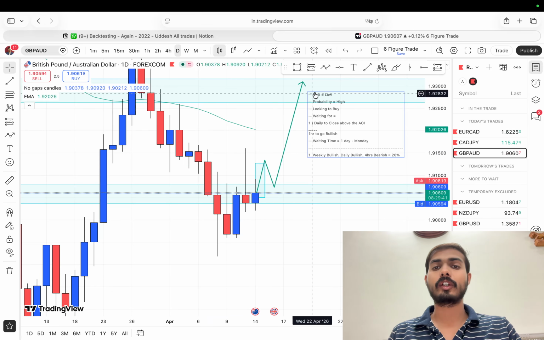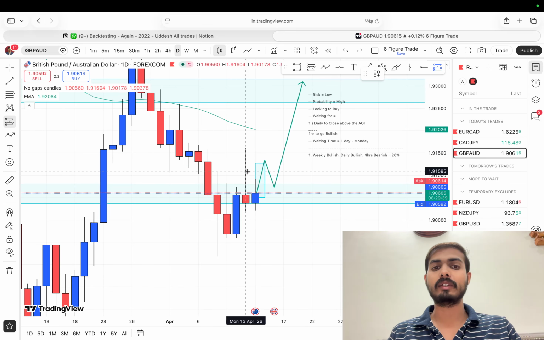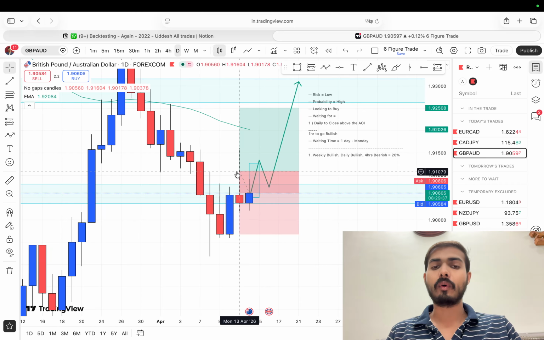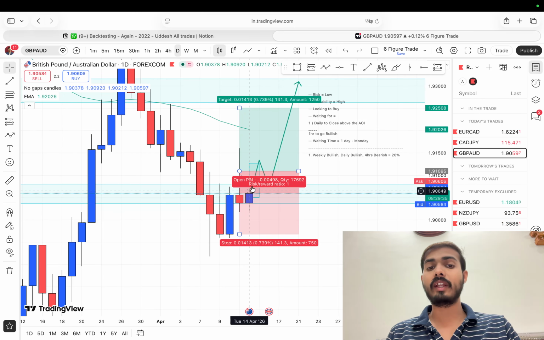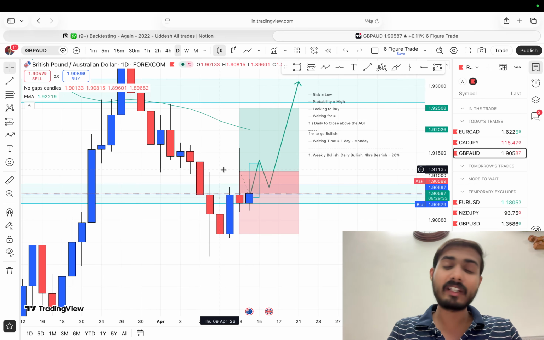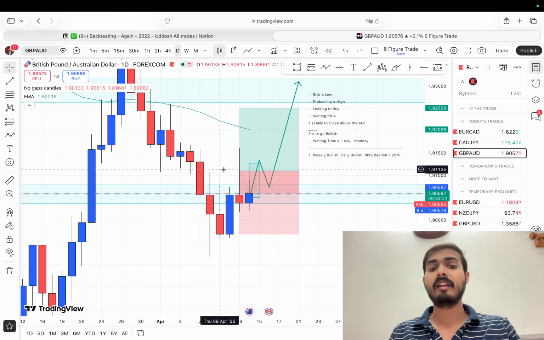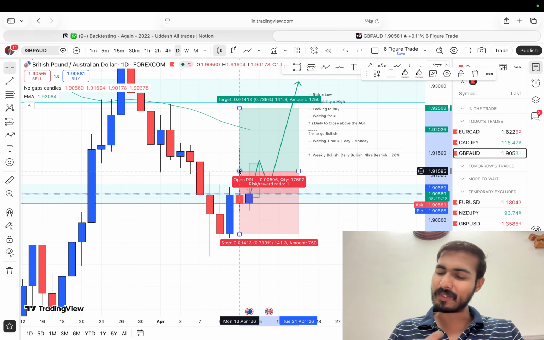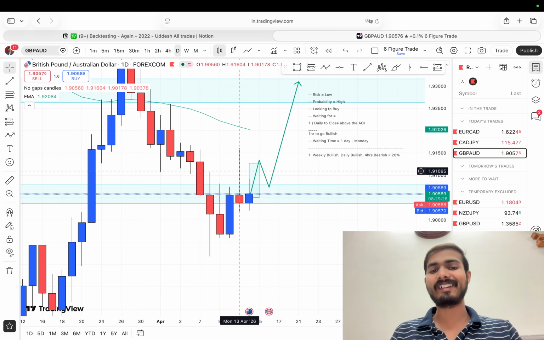Imagine if I took this trade, this much above, for a whole day yesterday and for the whole day today, we would be in a drawdown for no reason. That is what I'm getting so good in. So good in trading.